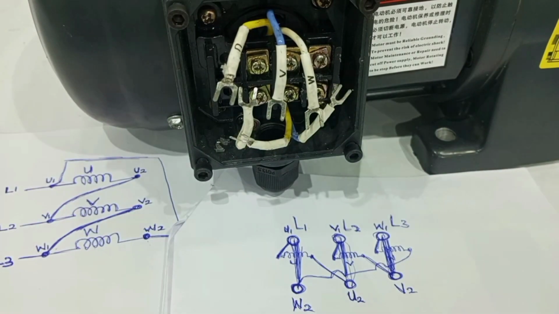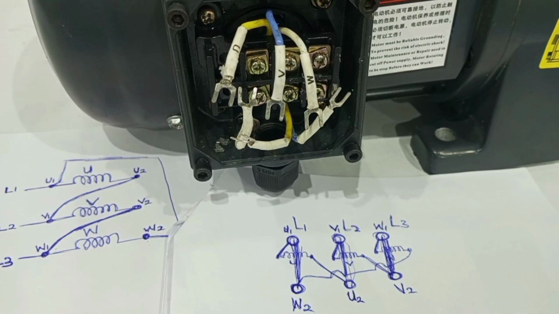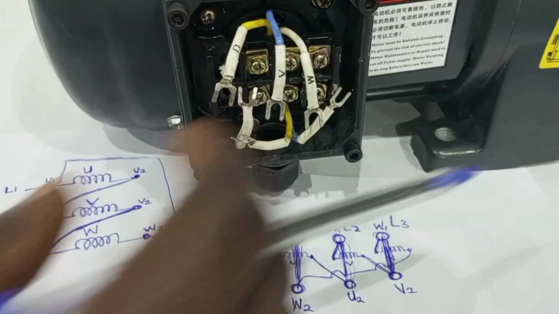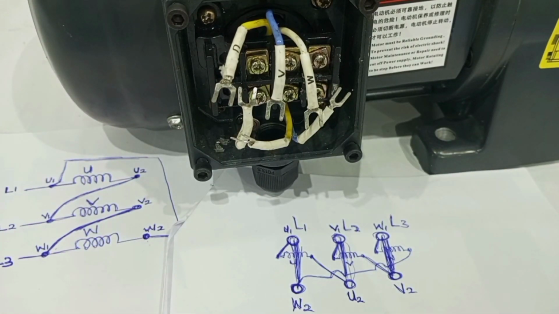So with this understanding, even without a terminal marking at the terminal block of a three-phase motor, if you are able to identify the start and the finish for each coil, you can easily arrange the 6 cables at the terminal block correctly, making sure that in delta configuration, each winding is connected between two different phases.